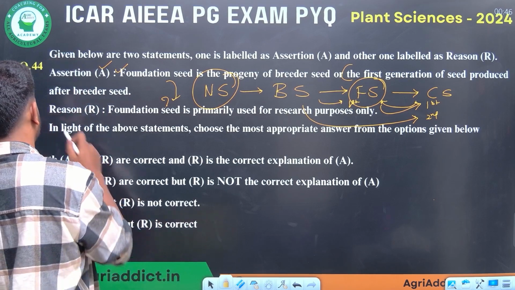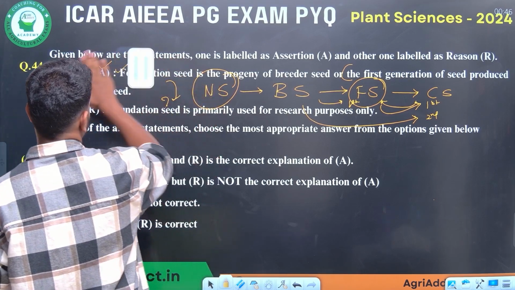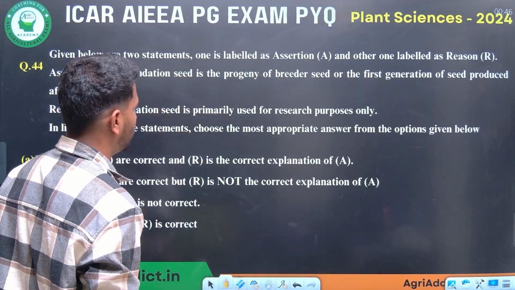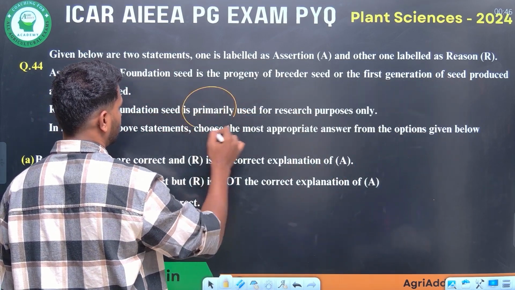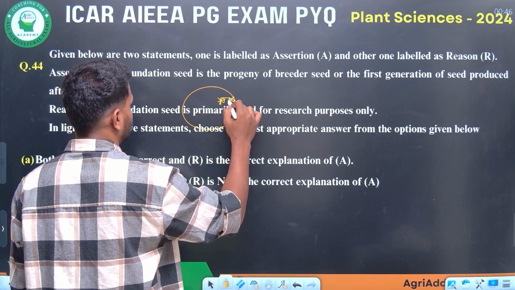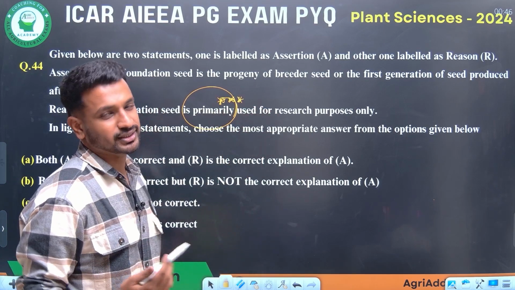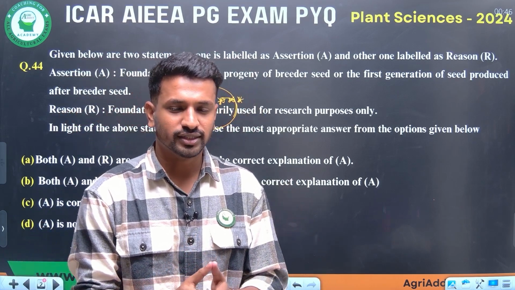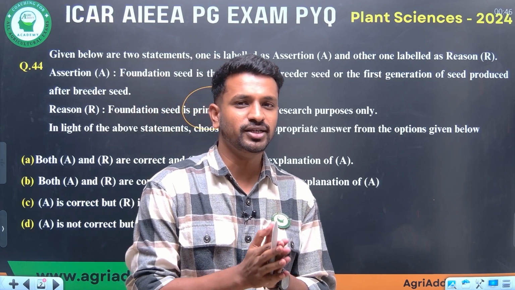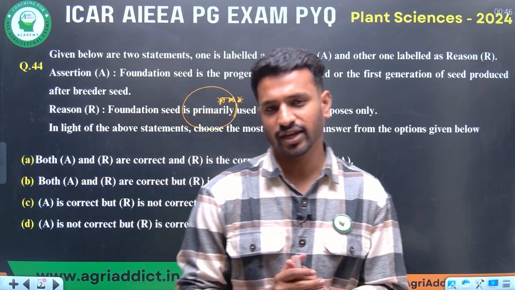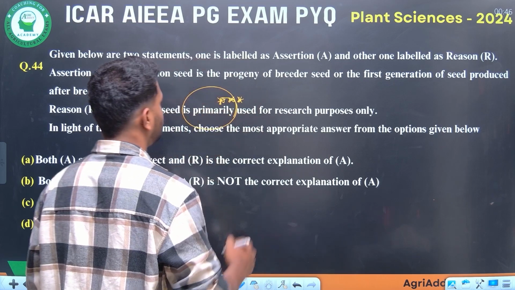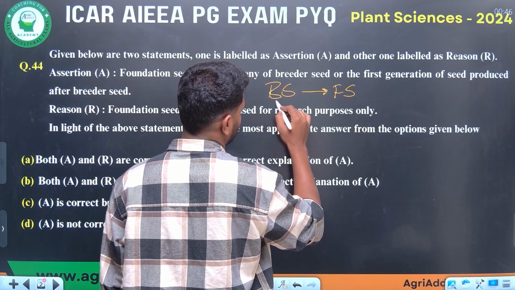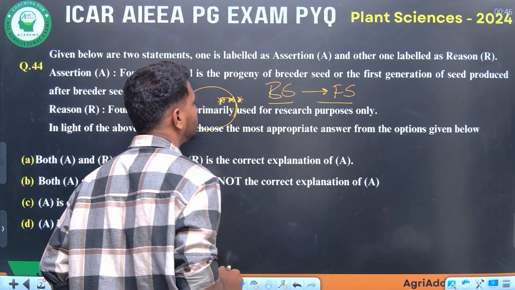But before that, let's see whether the statement given under the reason is true or not. It is saying the foundation seed is primarily used for research purpose only. The word primarily is important. According to what you have learned from the seed certification chapter, we know it starts with the breeder seed, goes through the foundation seed, and ends with the certified seed, which will be certified by the state seed certifying agency, right? But why do we go from breeder seed to foundation seed? Do we go for this first generation just for research purpose?